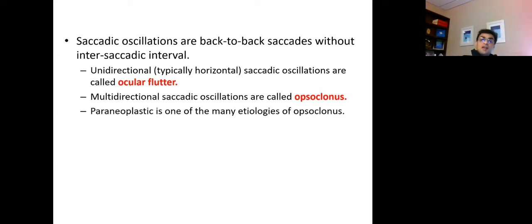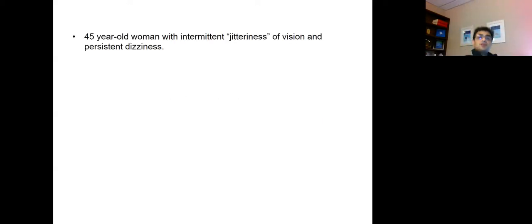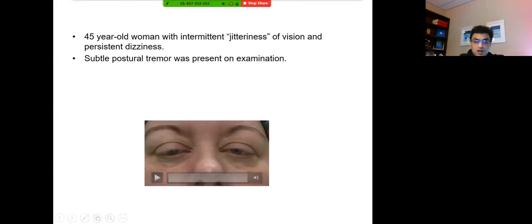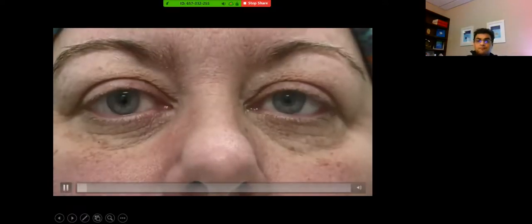And of course, paraneoplastic is one of the many etiologies of opsoclonus. So whenever you see opsoclonus, you want to make sure that you exclude some kind of cancer, because that can be a lifesaver for your patient. And sometimes that can be a presenting feature. So this brings us to special case three: a 45-year-old woman with intermittent jitteriness of vision and persistent dizziness. She had subtle postural tremor, and that's why she came to the movement disorder clinic, because of the tremor and some visual jitteriness. And when we looked at her eyes, it looked something like that.